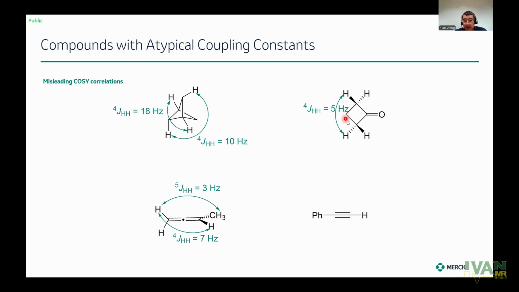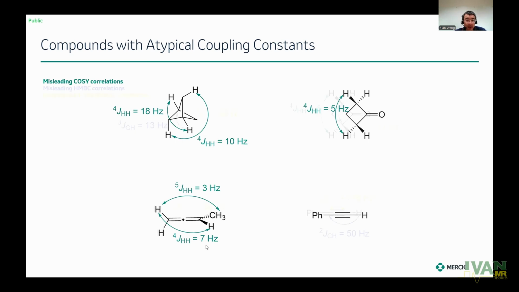For this cyclobutanol, you see the 4-bond proton coupling is also as high as 5 Hertz. And for allene, there's a large 3 Hertz 5-bond proton-proton coupling, and the 4-bond proton-proton coupling is 7 Hertz. All these weird coupling constants will give very misleading COSY correlations. If you are not aware of these structures a priori, then the structure elucidation will be very challenging.